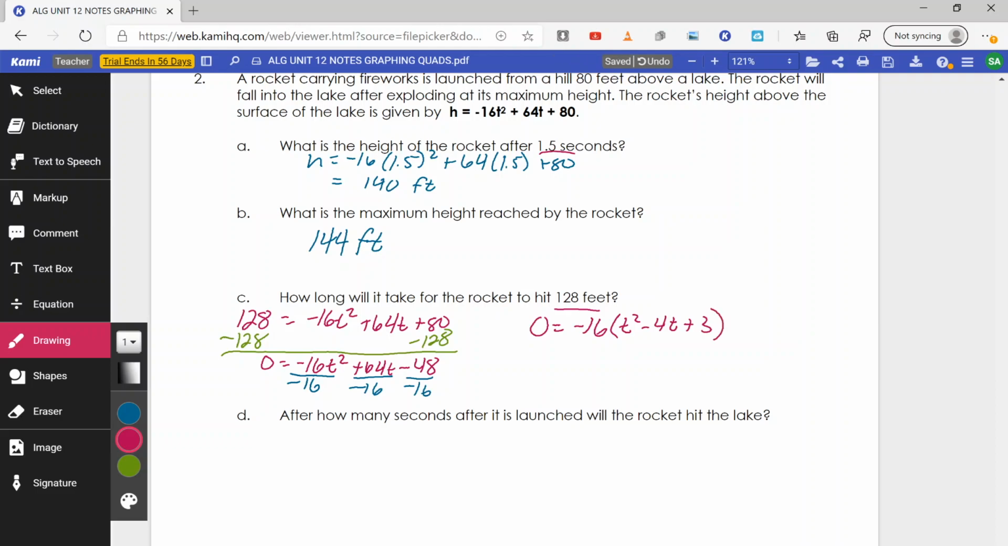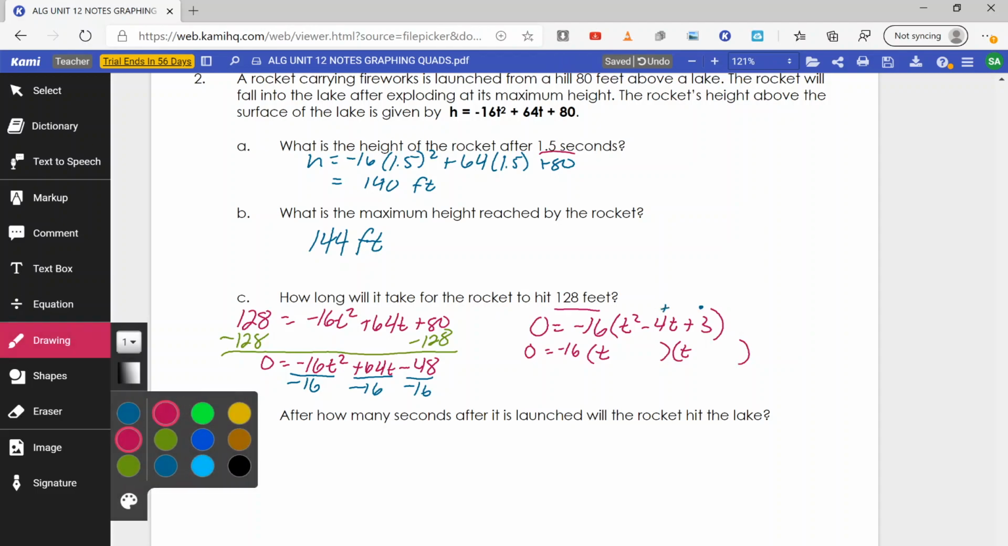Now what we can try to do is factor this trinomial. So 0 equals negative 16. If I can factor it, I'm going to end up with 2 sets of parentheses. And the first terms are going to multiply to t squared, so the only way that's going to work is t times t. Now the numbers have to multiply to 3 and add to negative 4.